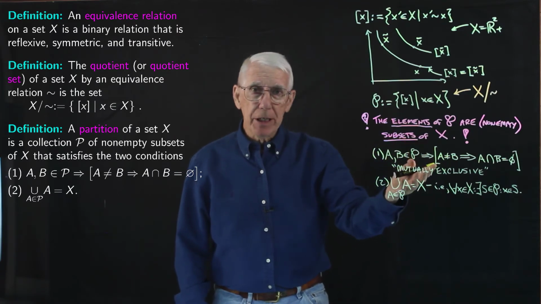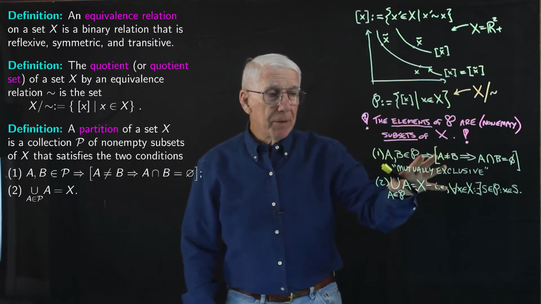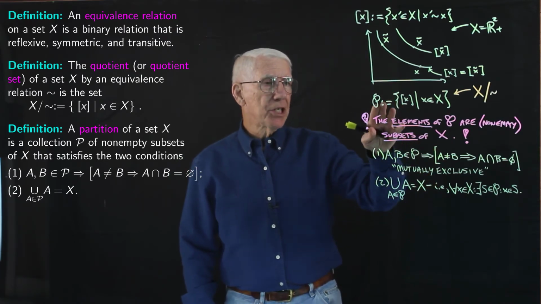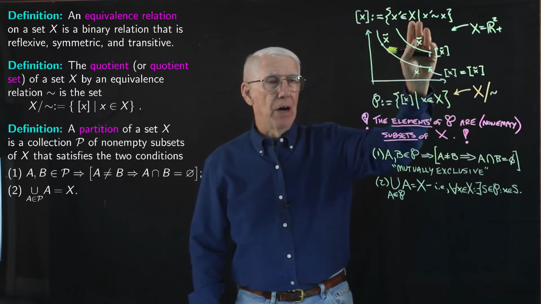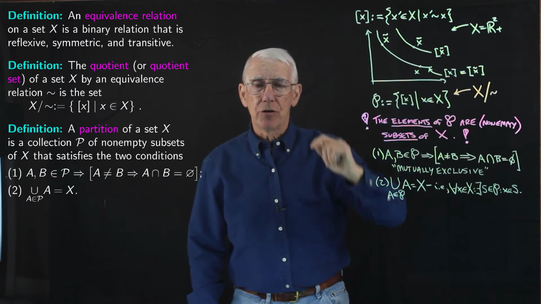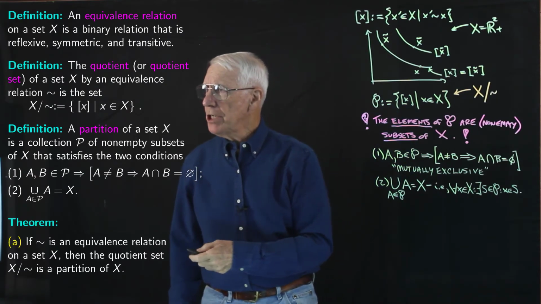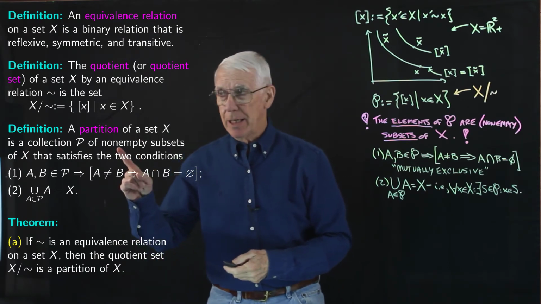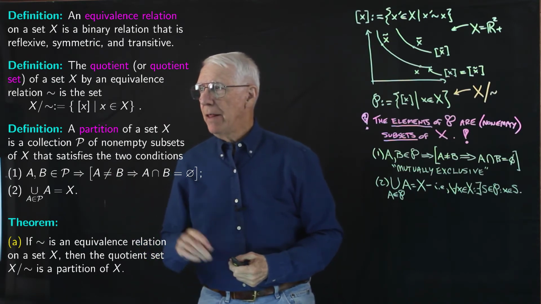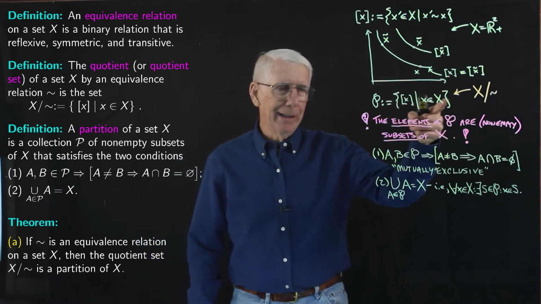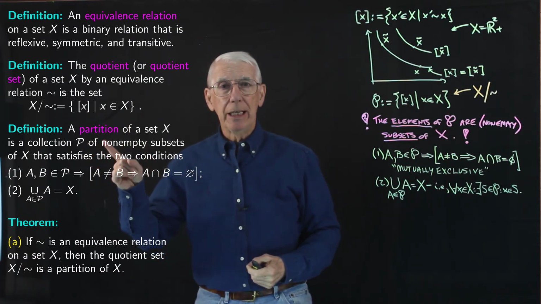These conditions, these properties that define a partition, are always going to be satisfied if we're looking at the set of all the equivalence classes that are defined by some equivalence relation. And that is what this next theorem says. The theorem says if we have an equivalence relation on an underlying set X, then the quotient set, that is the set of all the equivalence classes, is going to be a partition.